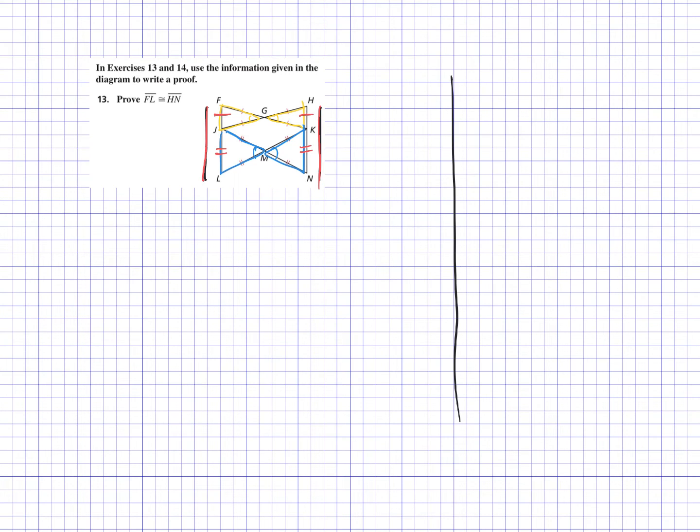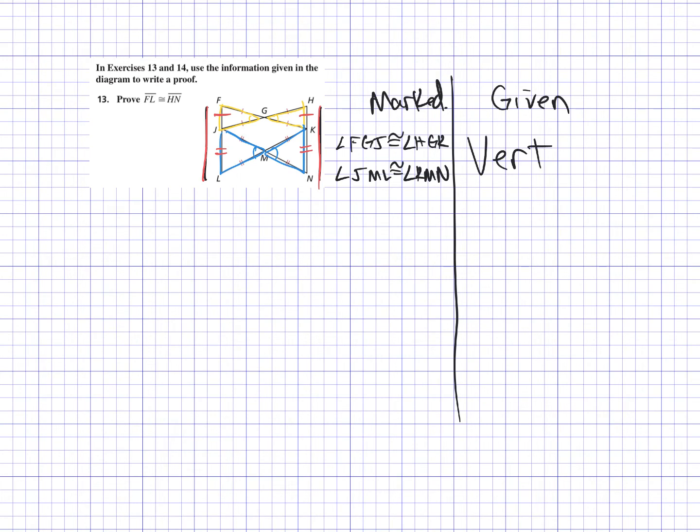So that's how we should start this. So you have your givens of all the things that are marked. All right, so just for the sake of time, everything that's marked, all those hash marks that I did not mark. And then we can say angle FGJ is congruent to angle HGK, and angle JML is congruent to angle KMN, and those are all vertical angles.